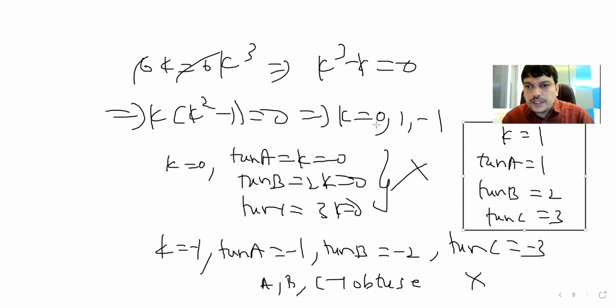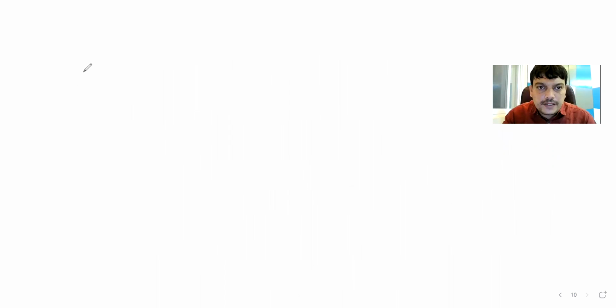So the other two cases, k equals 0 and k equals -1, were ruled out. We are going to consider the case for k equal to 1. Tan A is 1, tan B is 2, tan C is 3. Now, based on this, if you want to find out sine values, let's see, suppose I make 3 different triangles.